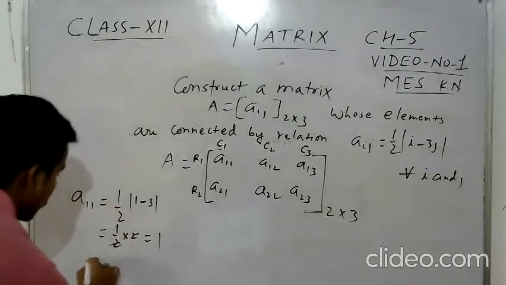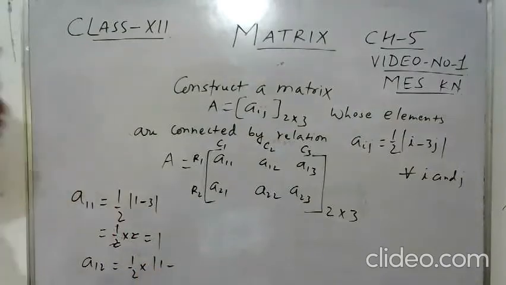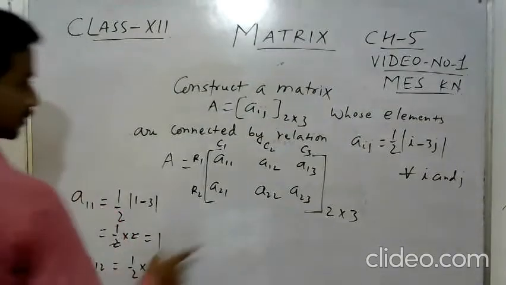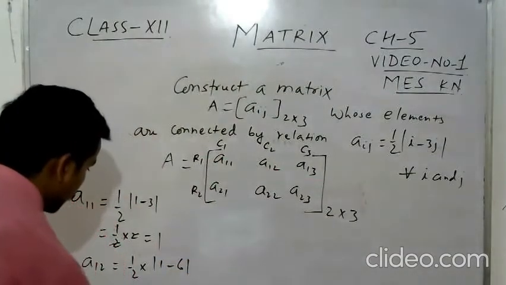A12, and what is A12? A12 will be equal to half mod of 1 minus 2 3s are 6. You will put here 2. 2 3s are 6, so 1 minus 6 is negative 5, which gives 5 by 2.